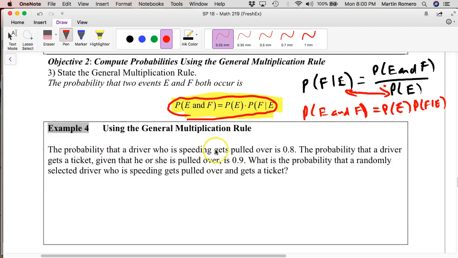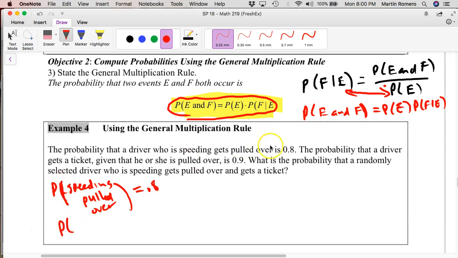The probability of a driver who's speeding gets pulled over is 0.8. The probability that a driver gets a ticket given that he or she was pulled over is 0.9. What is the probability that a randomly selected driver who's speeding gets pulled over and gets a ticket? So this is what we have. The probability of a driver who's speeding and pulled over is equal to 0.8.